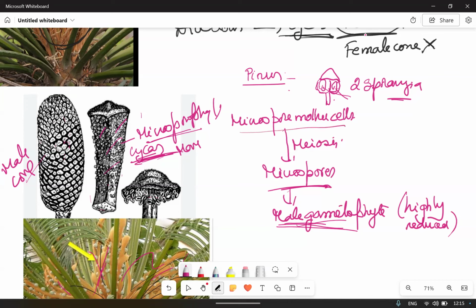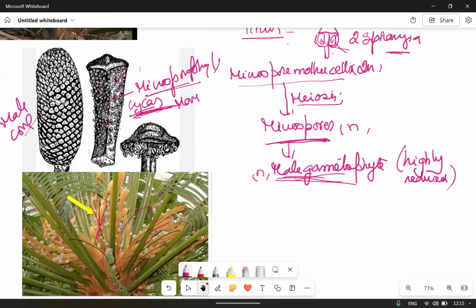So microspore mother cells undergo meiosis and they form the microspores. Microspore mother cells are diploid, that is the sporophytic generation only. They undergo meiosis and form haploid microspores. It develops into the male gametophyte, that is the pollen grain, which is highly reduced and parasitic on the sporophyte.